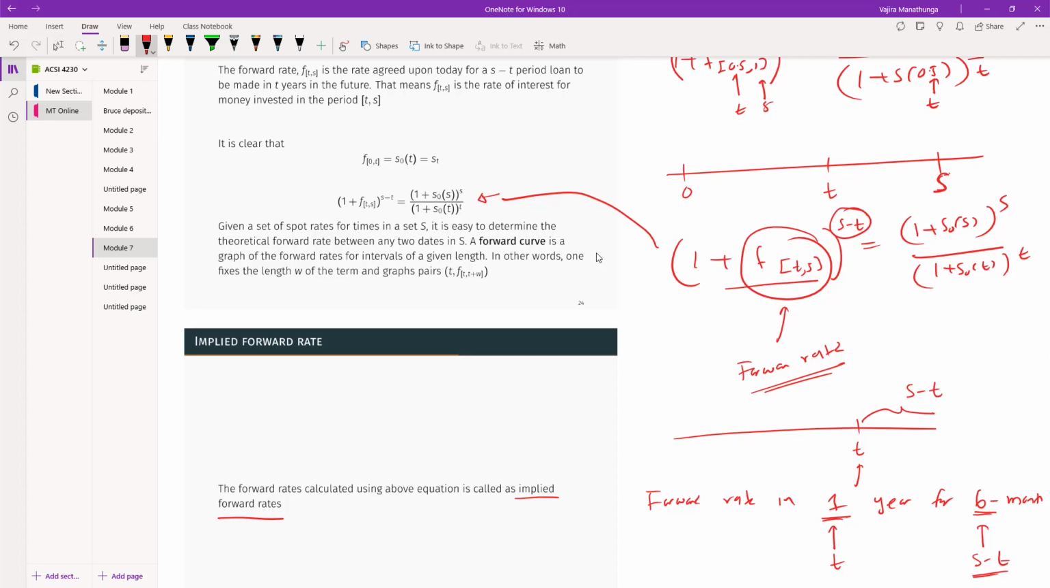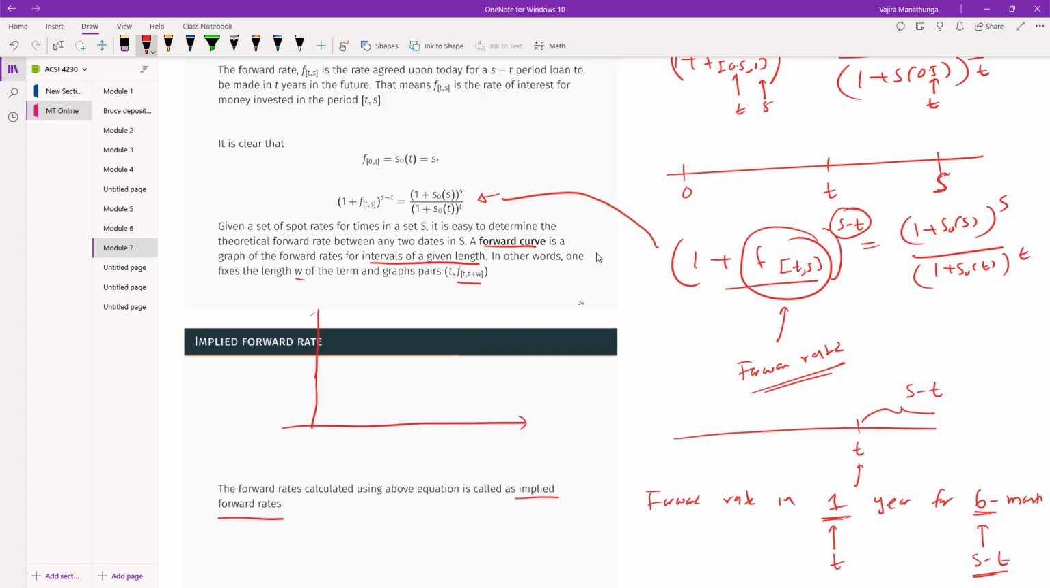Is it government? Is it municipal? And also country and so many other things. Because of that, the forward curve is also going to be different, depending on the instrument you use, what kind of bonds, and so forth. So the forward curve is the graph of forward rates for intervals of a given length. In other words, one fixes the length W of the term and graphs the values.